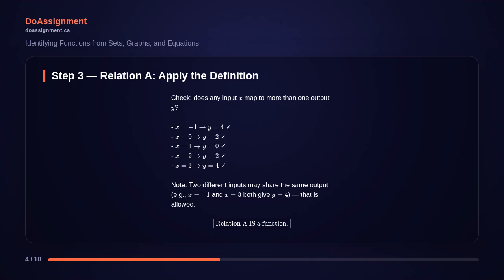Now we check whether any input is repeated with a different output. -1 gives 4, 0 gives 2, 1 gives 0, 2 gives 2, and 3 gives 4. No x value appears twice with a different y. Two different inputs can share the same output. That is perfectly fine for a function. Since every input has exactly one output, relation A is a function.